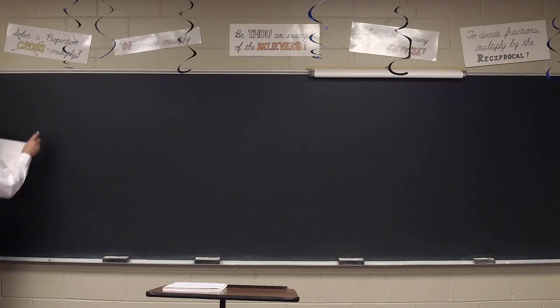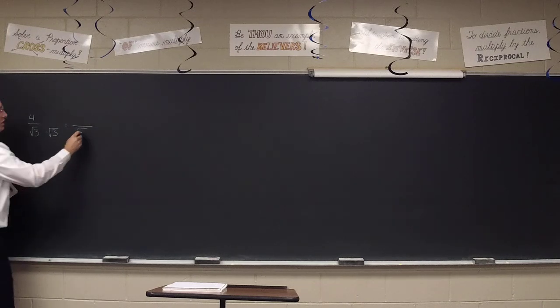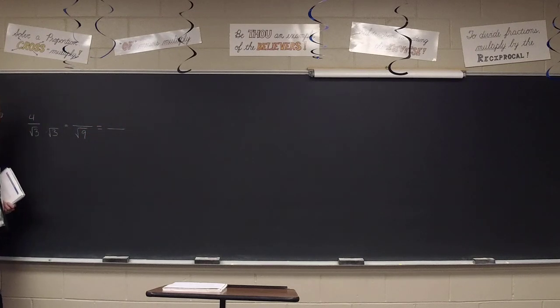Number 3 in that review section, they gave us 4 over the square root of 3. It says to rationalize the denominator. What do I have to do to rationalize this denominator, Adam? You need to multiply the square root of 3, because I want it to become a square root of 9, which in turn can just become a plain old ordinary 3, right?